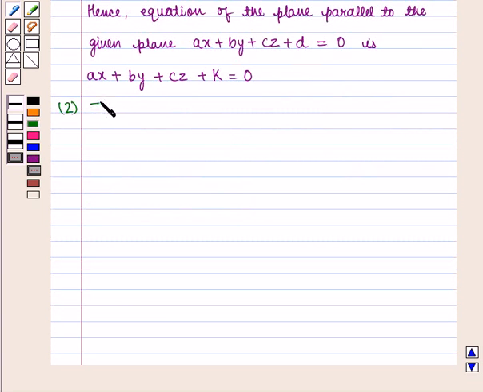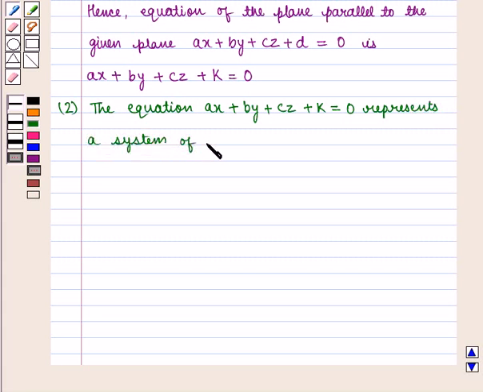Next we have the equation AX plus BY plus CZ plus K is equal to 0 represents a system of planes perpendicular to the line with direction ratios A, B, C.